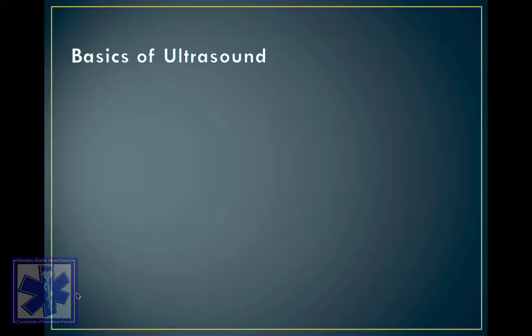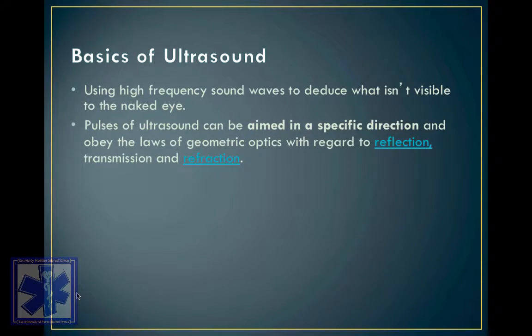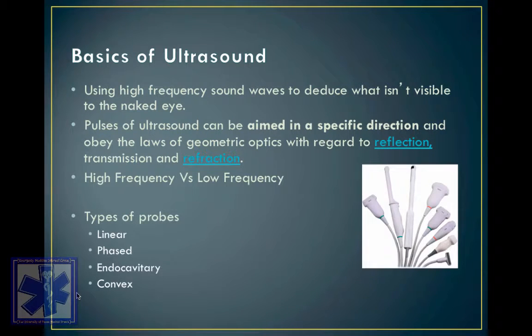So, basic ideas of ultrasound. We're using high frequency sound waves to see what's not visible to the naked eye. The definition of ultrasound is anything above, I think it's 30 kilohertz, which is where your ear stops being able to hear it. We're using around 15 to 30 megahertz ranges. So you're doing pulses of ultrasound in a specific direction, and it's using the physics of reflection, transmission, and refraction. And thankfully the machine takes care of all that to give me a picture.